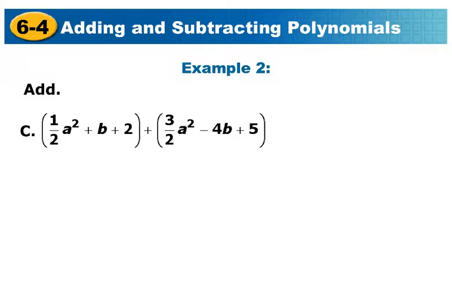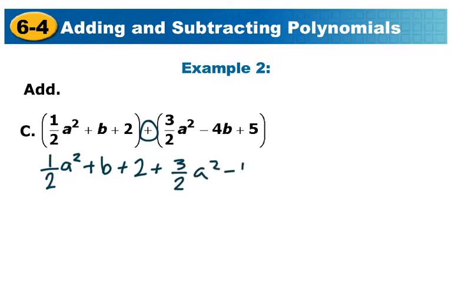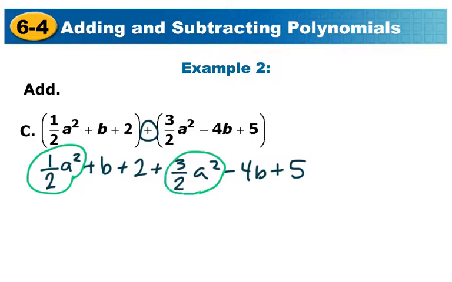Alright, next piece. Oh my gosh, there are fractions, but that's okay. So again, we're adding between the two, so we don't necessarily need the parentheses. And so now we can go through and find things that have the same power. So a squared and a squared. 1/2 and then 3/2 makes 4/2. And of course 4/2 is actually 2. So 2a squareds come from those.